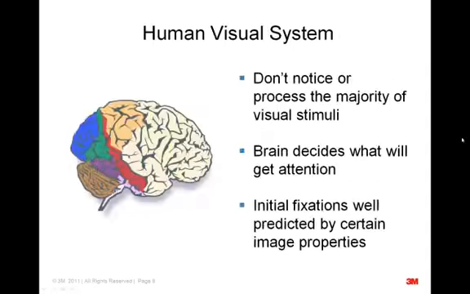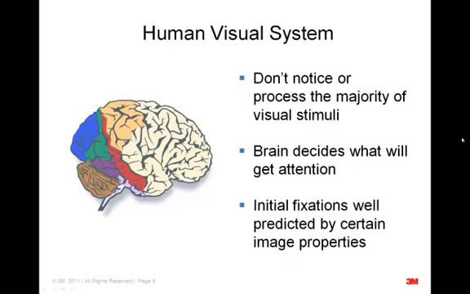As I mentioned before, when we first view a scene, we don't notice or process the majority of visual stimuli. When we first see a scene, our brain decides what we should pay attention to. These initial fixations are well predicted by certain imaging properties.